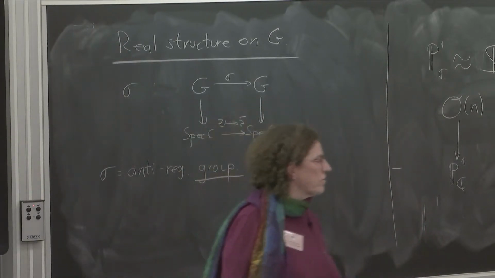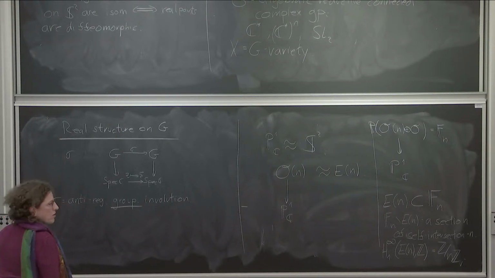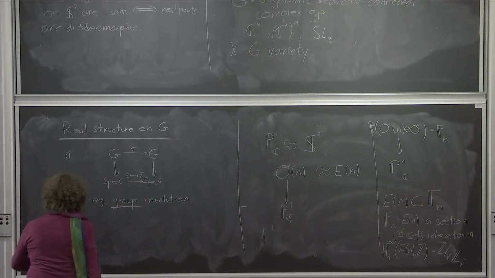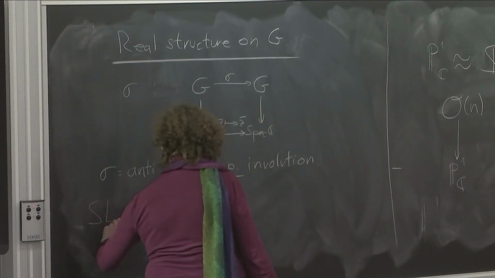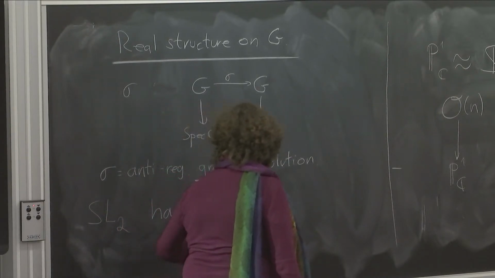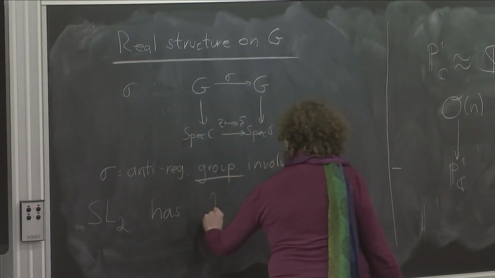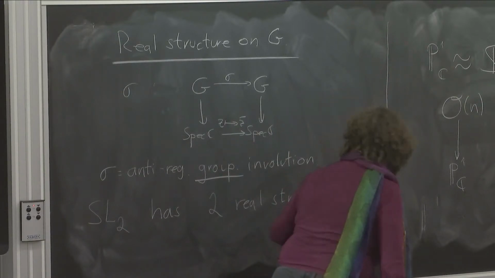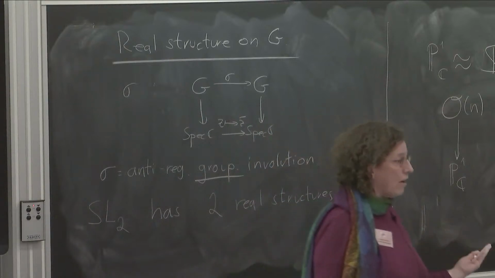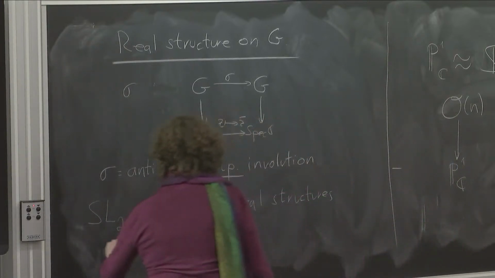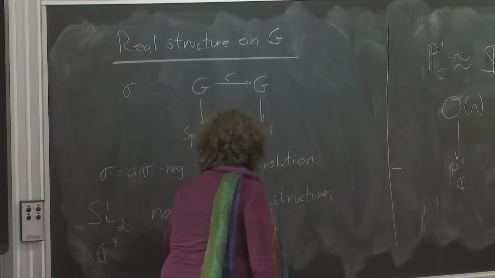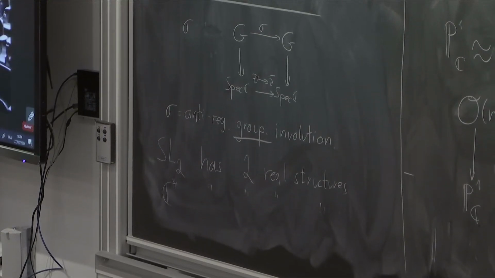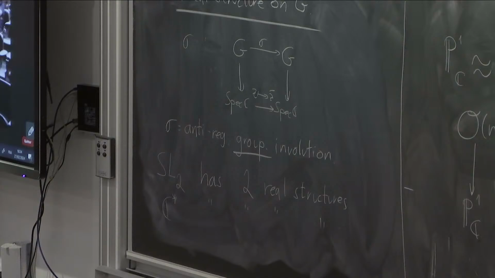It has to preserve the structure of the group. Now, real structures on reductive groups is very ancient history, right? We know, for example, SL2 has up to equivalence 2 real structures, where the fixed point sets will be either SL2R or SU2. C star also has 2 real structures, where the fixed point sets are either R star or a circle. Okay, so these are the kind of things that I'm going to be talking about.